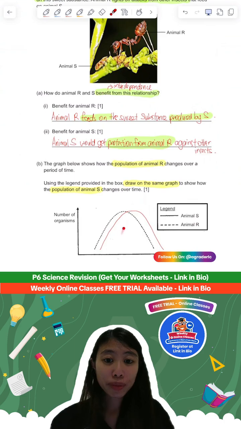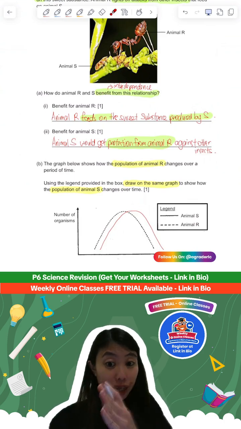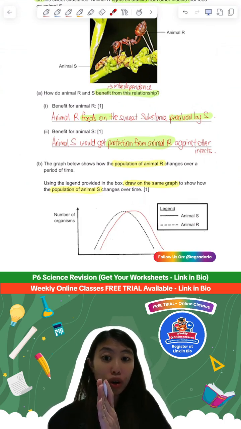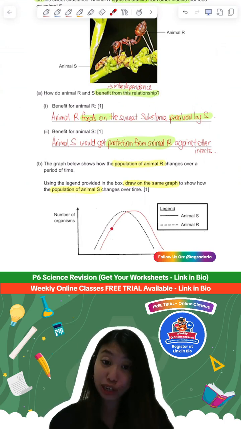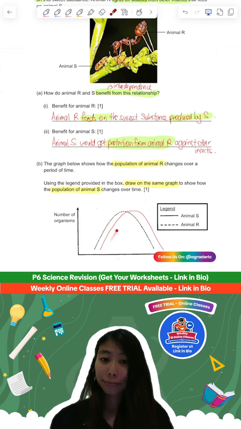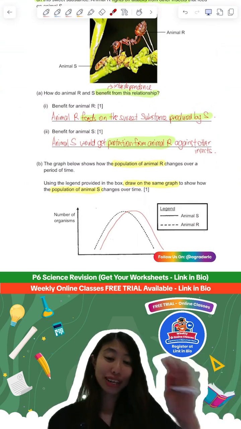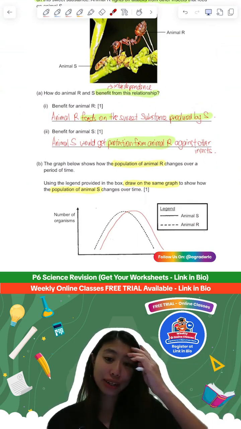Cannot draw over because, as I mentioned earlier, it takes time for them to reproduce and all that. So it takes time. The S will only increase. Animal S will only increase later on. So you should draw the graph slightly towards the right, the later part, for S.